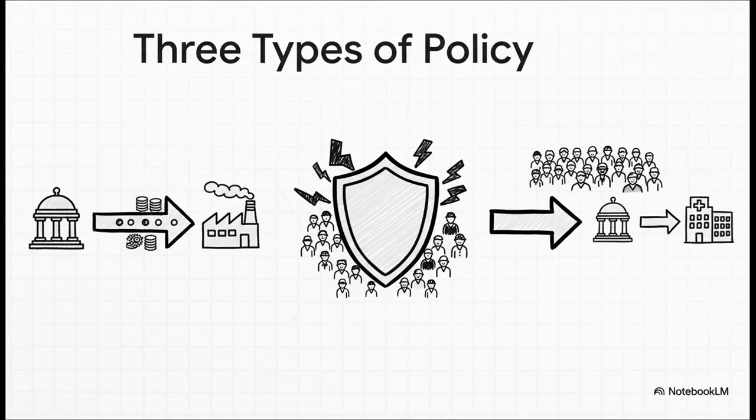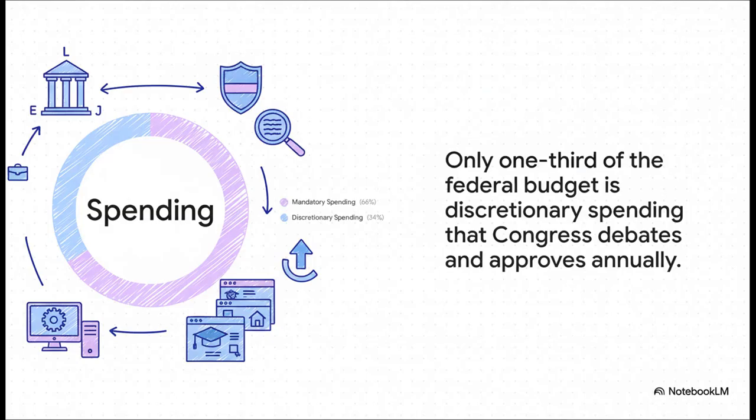And we can usually group these policies into three main types. Distributive policies give big benefits to a specific group, like funding a new bridge. Regulatory policies set rules for everyone's benefit, like the FDA making sure our food is safe. And then there are redistributive policies, like Social Security or Medicaid, that deliberately move resources across society to create a crucial social safety net.